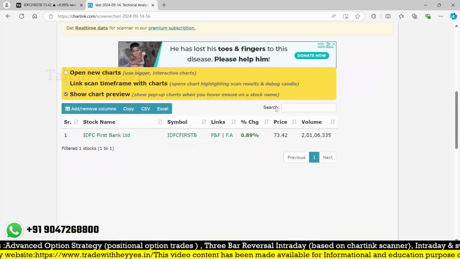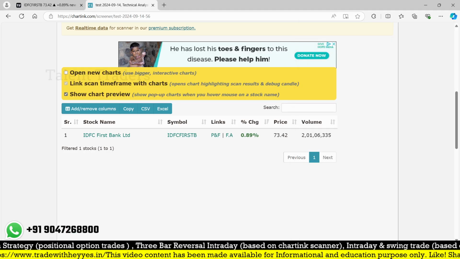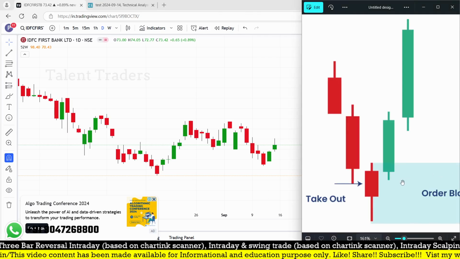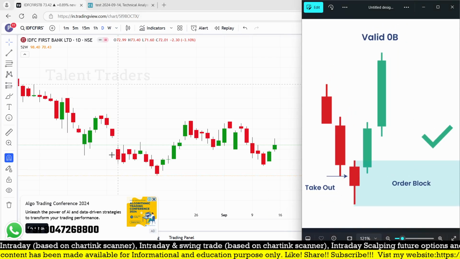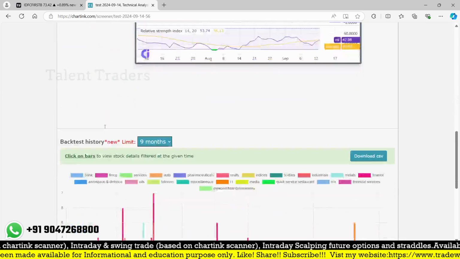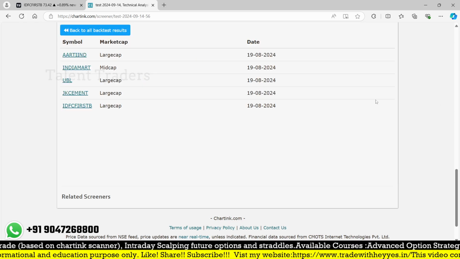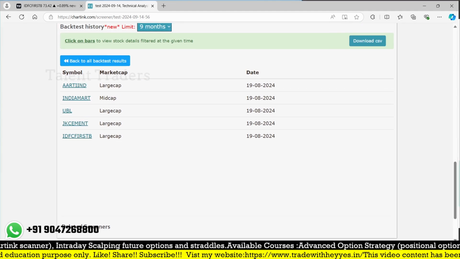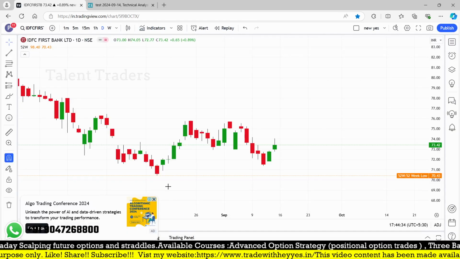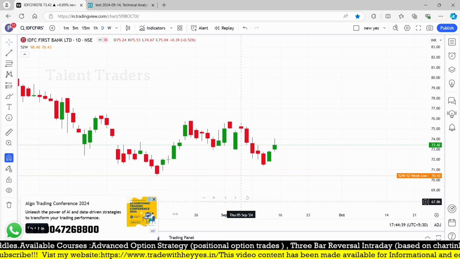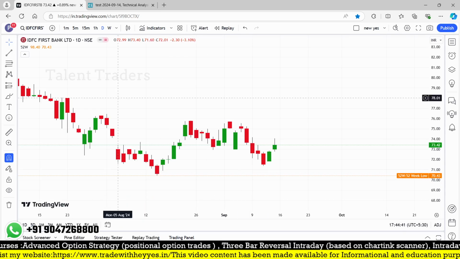So here IDFC, because it is exactly the same as what we are looking at here in this image, and it should be exactly the same as the other blocks which we are finding. So let me check the backtest result, and here are some three stocks. 19th August, same IDFC First Bank on 19th August, where it should be maybe here, and this is an order block. Maybe it is triggered right now.